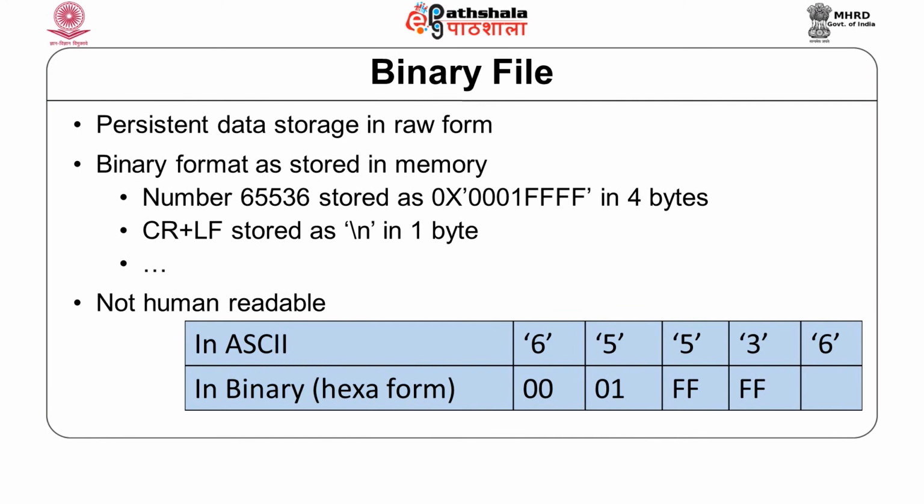In binary files, as said, the data is stored in the raw format just the way it is stored in the memory. If it is declared as int or long, it will occupy 4 bytes in memory. When it is stored in ASCII, it is stored as character 6, character 5, character 5, character 3 and character 6. But when it is stored in the memory, it is stored in 4 bytes. Here the presentation of the bytes is in hexadecimal, so it is stored as bytes 00, 01, FF, FF. In the same way, when we press the enter key, it consists of 2 characters, carriage return and line feed. But when it is stored in the memory, it is stored just as 1 byte, \n.